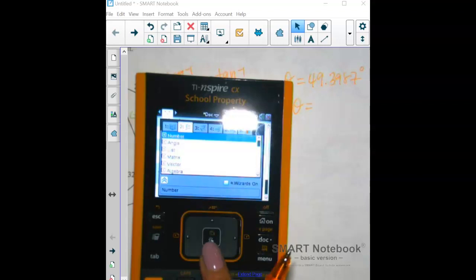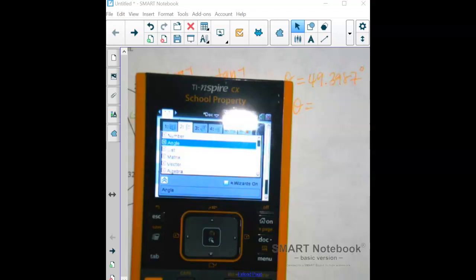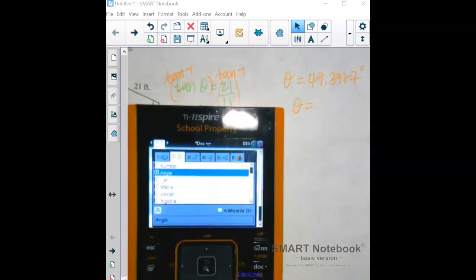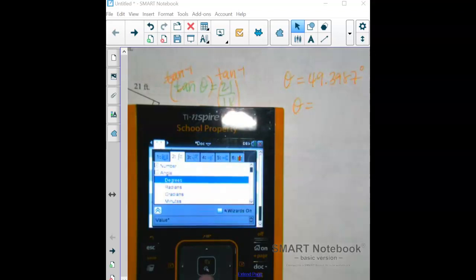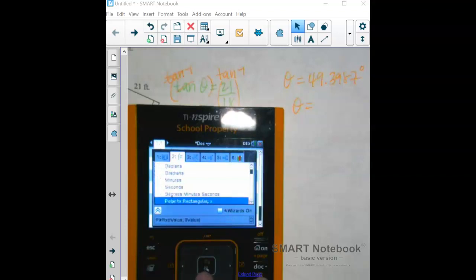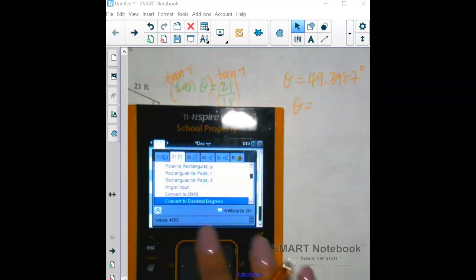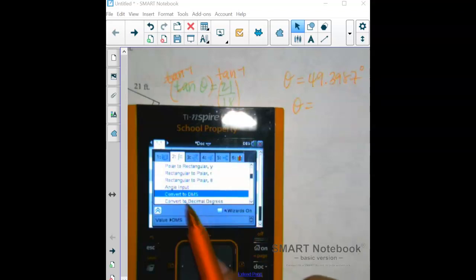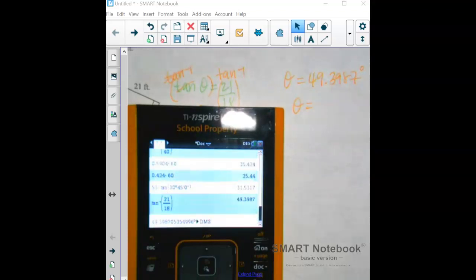You're going to scroll down to number. It should highlight in blue. Go down to angle. You're going to hit enter. So after you hit angle, enter, open it. Looking at me, looking at the board, you're going to scroll all the way down to convert DMS. That means convert to degrees, minutes, and seconds. So go ahead and scroll down, get to convert degrees, minutes, and seconds in this second tab. Hit enter, and then hit enter again.